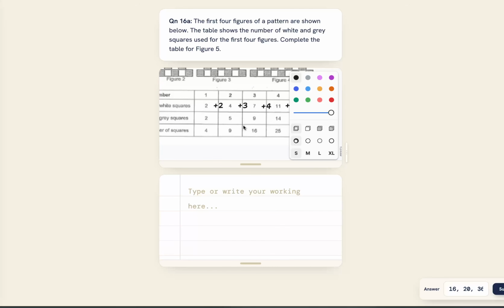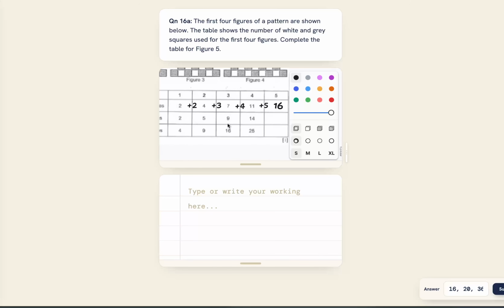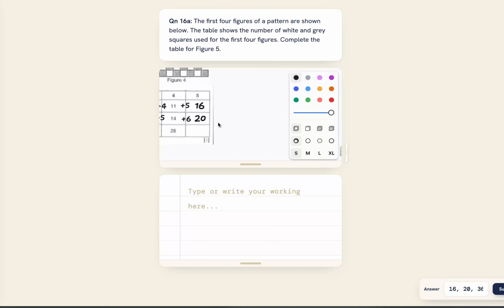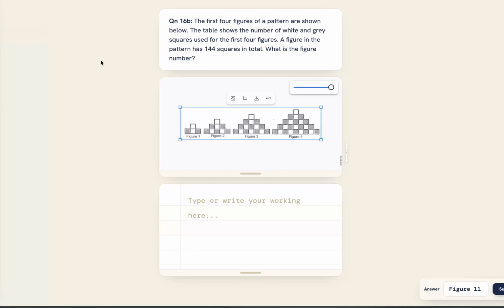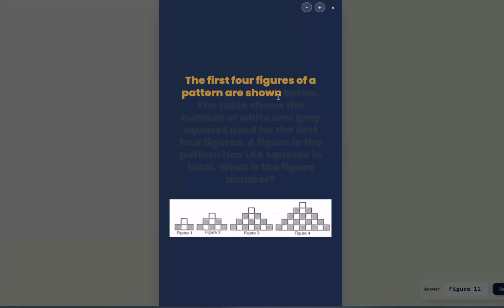All right, so what about gray squares over here? 2 to 5 is plus 3, 5 to 9 is plus 4, 9 to 14 is plus 5, something like this. And then that means this over here would then be plus 6. So it'll be 20. So 16 plus 20, so the total number of squares would then be equal to 36. Okay, pretty straightforward.